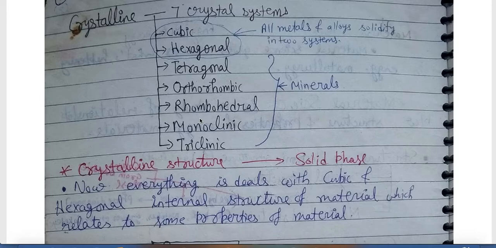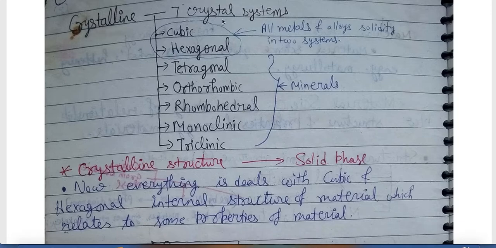Okay, so let's start with crystalline or crystallinity, which is divided into seven crystal systems. There are basically seven crystal systems, known as the cubic crystal system, hexagonal crystal system, tetragonal crystal system, orthorhombic crystal system, rhombohedral crystal system, monoclinic crystal system, then the triclinic crystal system.